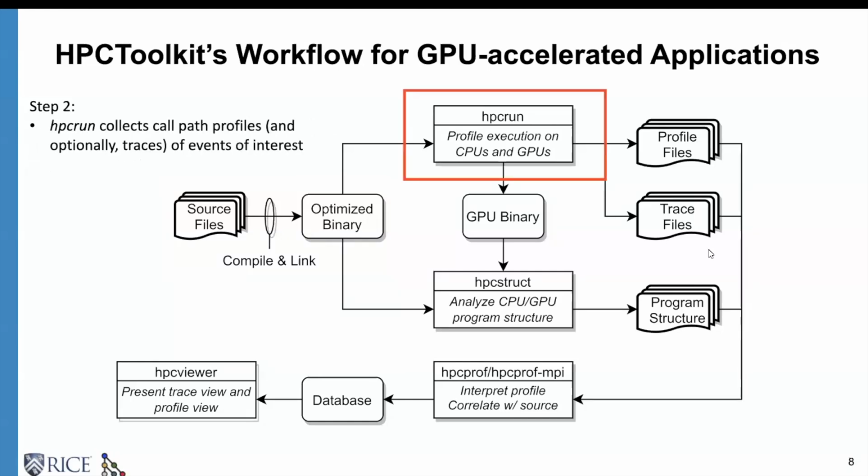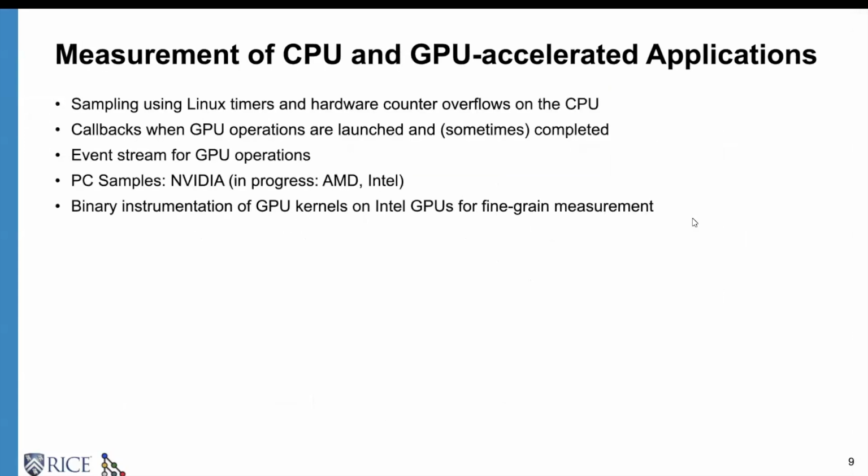Then HPCRun collects call path profiles and optionally traces of interest. I'll explain what I mean by a call path profile in a moment. What it outputs are profile files and trace files. So what does it do? Well, it's measuring both CPU and GPU accelerated applications. We're sampling using Linux timers and hardware counter overflows on the CPU.